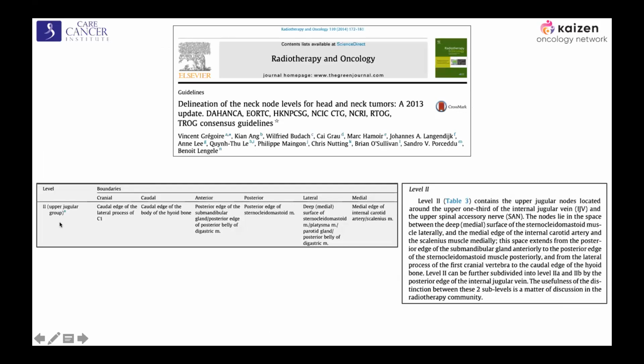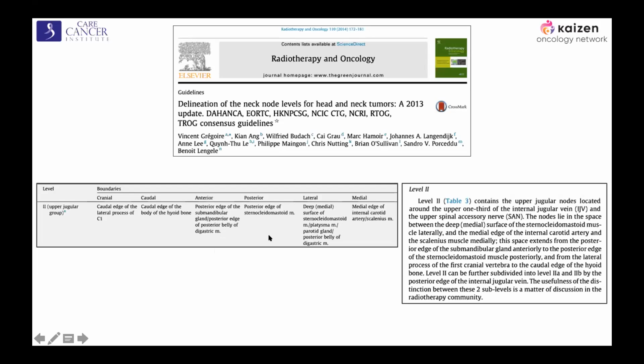So level 2 or the upper jugular group cranially starts at the caudal edge of the lateral process of C1. So if you notice, till now we were seeing the cranial border as the base of the skull. And now we see it's the caudal edge of the lateral process of C1. We'll see the reason for this. Just keep this in mind. Caudally, it extends up to the caudal edge of the body of the hyoid bone, which is a surrogate for the common carotid artery bifurcation. Anteriorly, it extends up to the posterior edge of the submandibular gland, because there it is continuous with level 1B, the submandibular group of lymph nodes. Or where you don't have the submandibular node, it's restricted by the posterior belly of digastric.